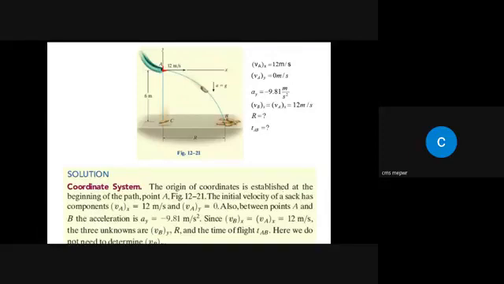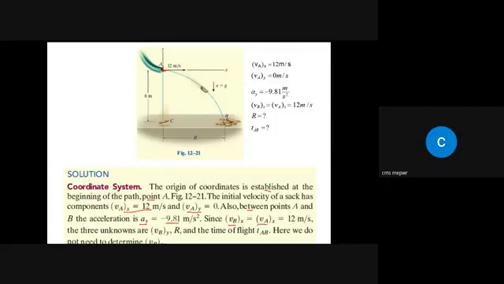The origin of coordinate is established at the beginning of path at point A, as shown in the figure. The initial velocity v_Ax is equal to 12 meter per second and v_Ay is equal to 0. Also between A and B, the acceleration is a_y, which is minus 9.81, whereas v_Bx is equal to v_Ax, which we just explained.